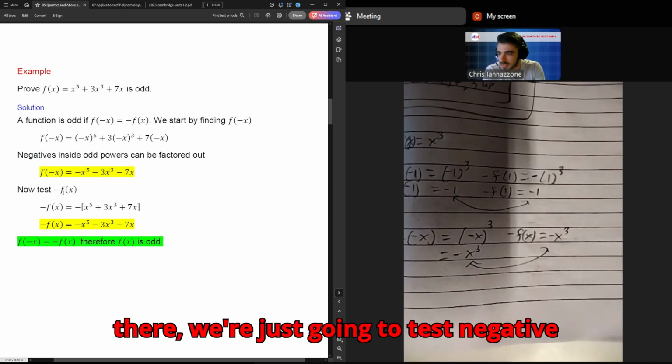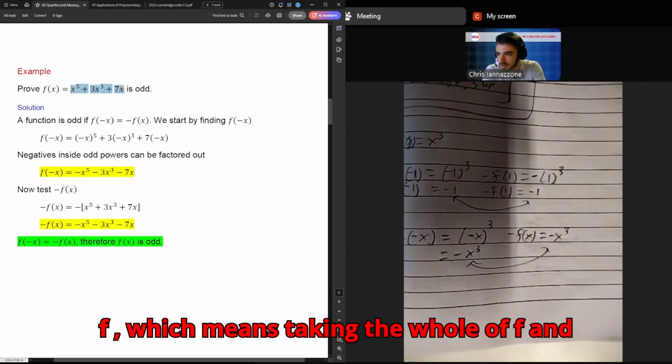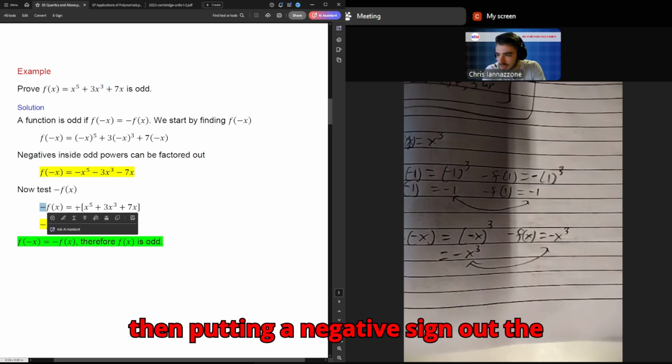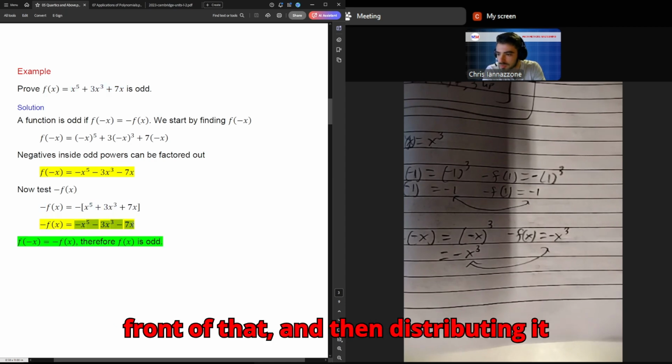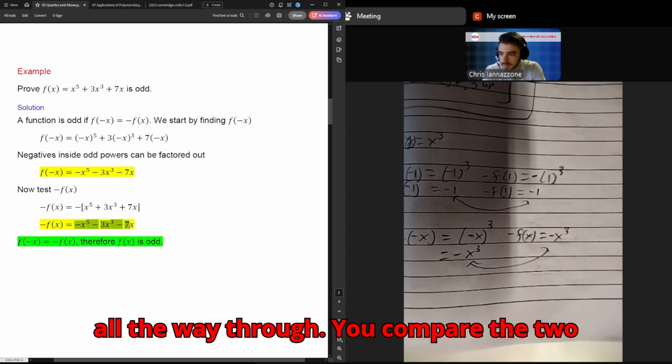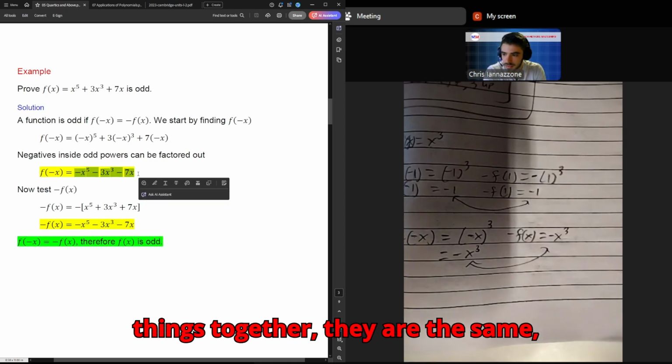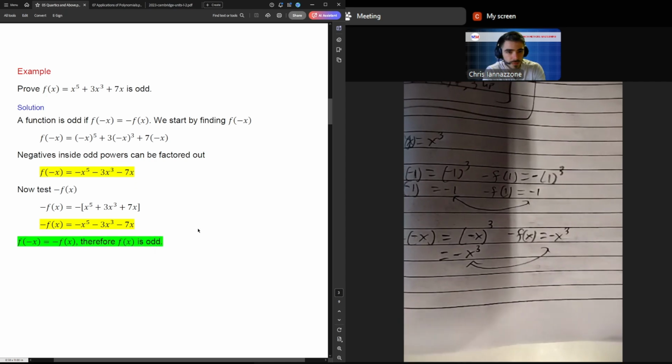From there, we're just going to test negative f of x, which means taking the whole of f of x and then putting a negative sign out the front of that, and then distributing it all the way through. You compare the two things together, they are the same, therefore the function is odd.